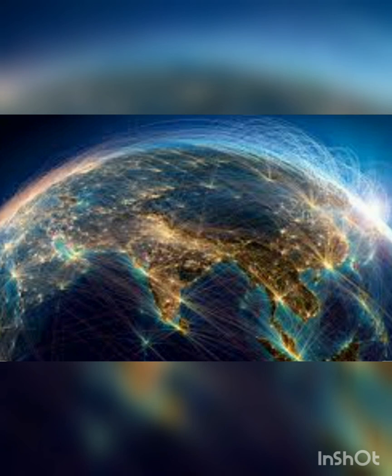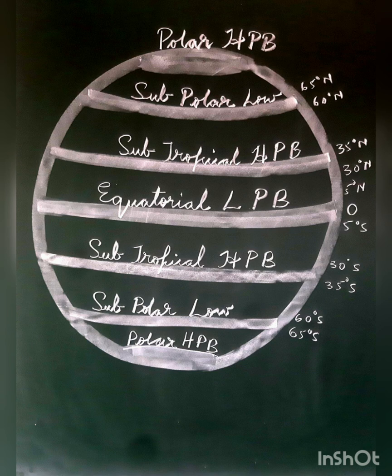In today's video, we'll be learning about the permanent pressure belts that exist on the Earth's surface. The Earth is divided into 4 major pressure belts. The Equatorial Region is known as the Equatorial Low Pressure Belt because it receives a high amount of heat from the sun. That is why the air molecules get heated up and move towards the upper layers of the atmosphere, which creates a low pressure area, and that is why it is known as the Equatorial Low Pressure Belt.